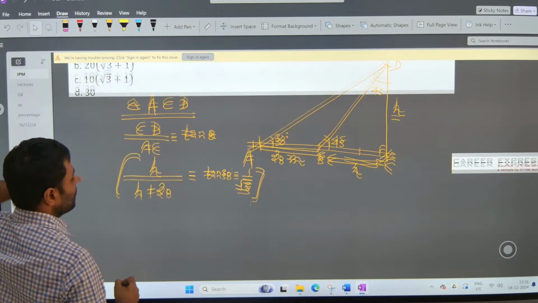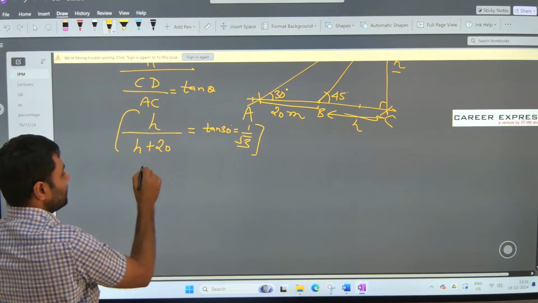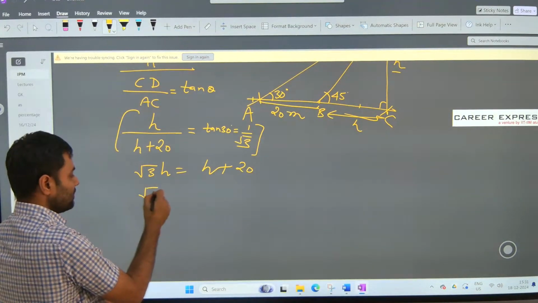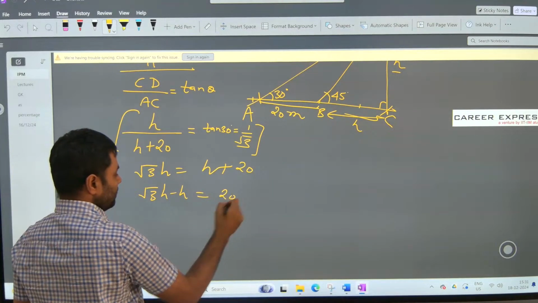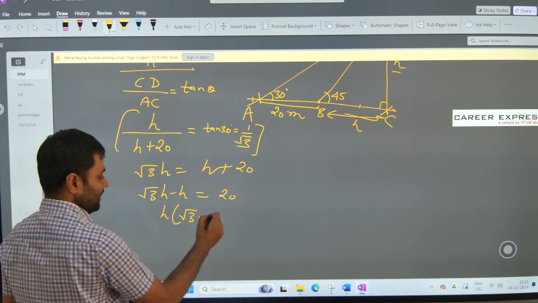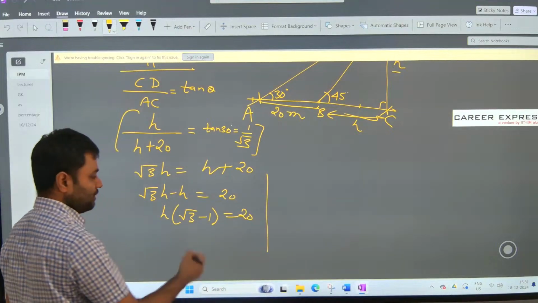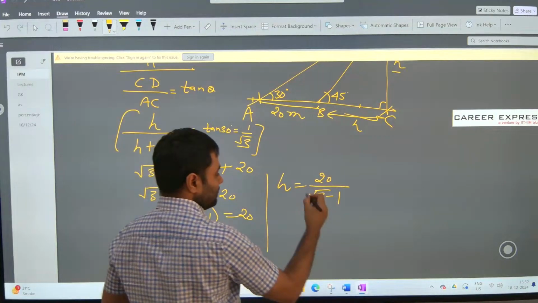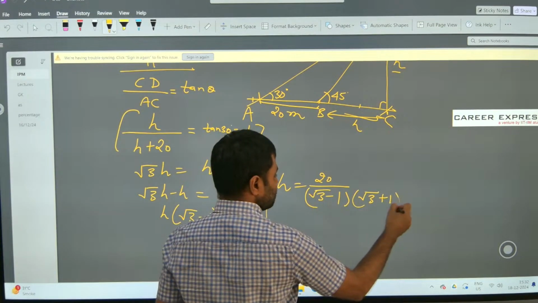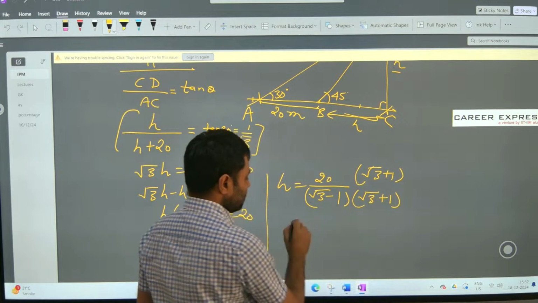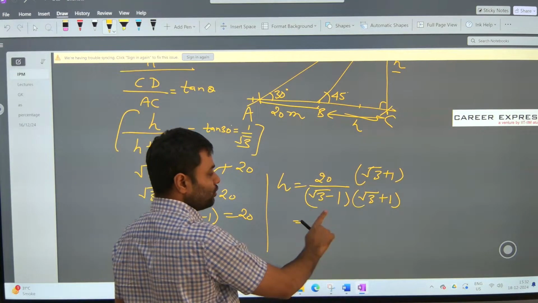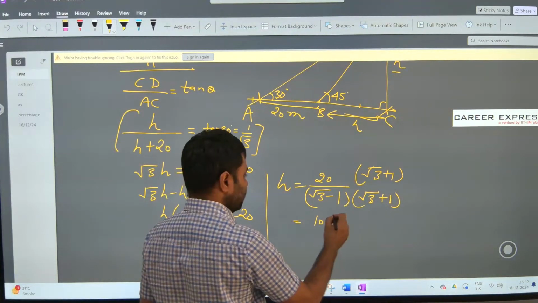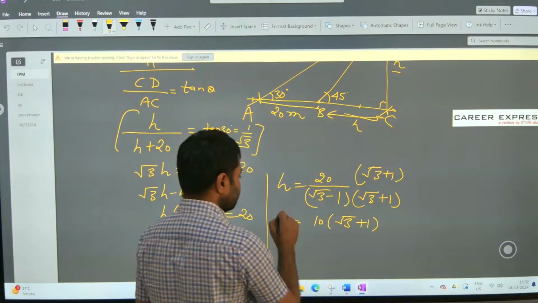So we just have to solve this to get h. Root 3h is equal to h plus 20. h goes to this side. Root 3h minus h is 20. h times root 3 minus 1 is 20. We take h as common. So h is 20 upon root 3 minus 1. This can be rationalized: multiply by root 3 plus 1 in numerator and denominator. So 20 times root 3 plus 1 upon root 3 minus 1 times root 3 plus 1. That will be 3 minus 1, which is 2. So I will directly write the answer as 10 times root 3 plus 1. So that is h.